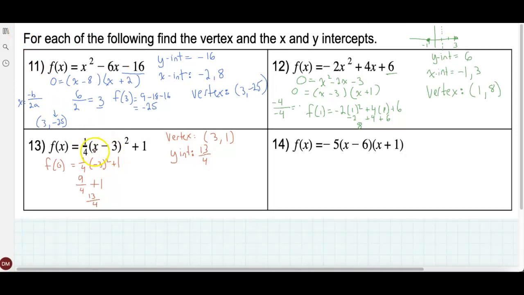Okay, and then to find out, let's see what we can do. See how when we're going to find out the roots, let's use the square root principle, because look, we've got a perfect square isolated here, right? So that's when we have a y value of 0. So 0 is equal to 1/4 (x minus 3) squared plus 1. So then minus 1, right, is equal to, let's see.